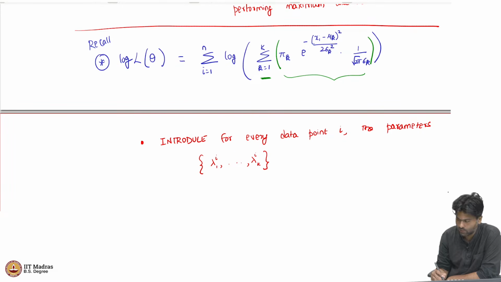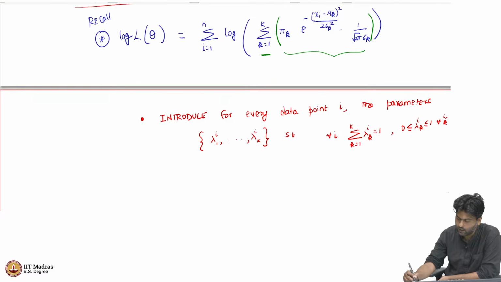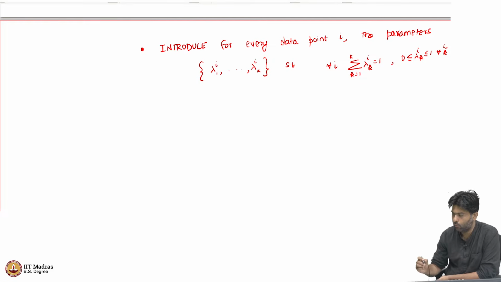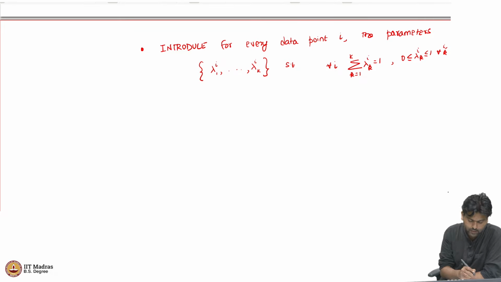What should happen is, for every data point i, the lambdas that we are introducing should have this notion of probability. So, they have to sum to 1: the sum over k of lambda ik should be 1, where 0 is less than or equal to lambda ik less than or equal to 1 for all i and k. What does it mean to suddenly introduce new parameters? Let's see what that means.